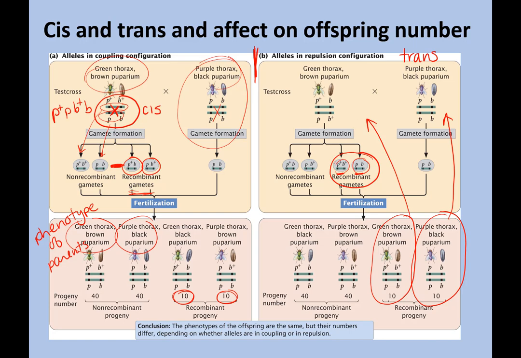Here, you don't get the dominant phenotype unless you get crossing over, unless you get both dominant or wild type alleles on the same chromosome. So you can tell if the alleles are in cis or trans based on the recombinant progeny. We're going to work through a couple problems.